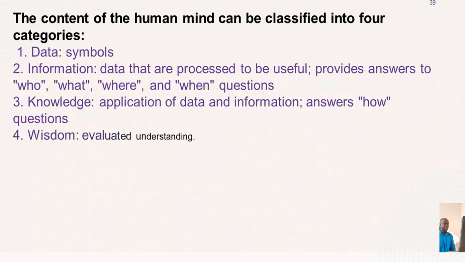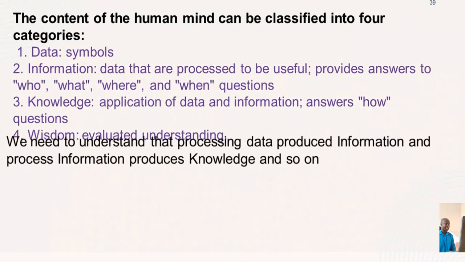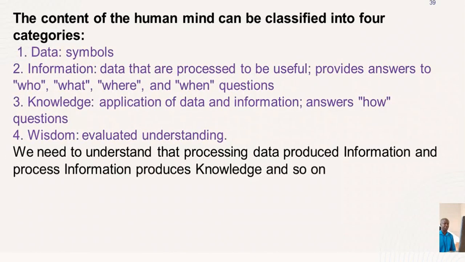The contents of the human mind can be classified into 4 categories. We have data, information, knowledge, wisdom. We need to understand the processing. We need to understand that processing data produces information, and processed information produces knowledge, and so on.